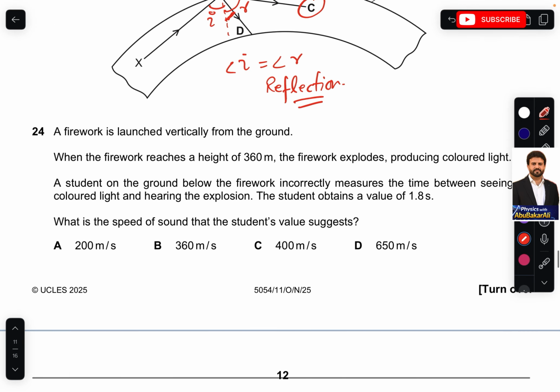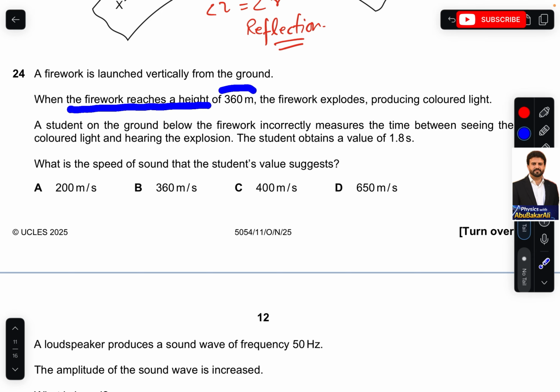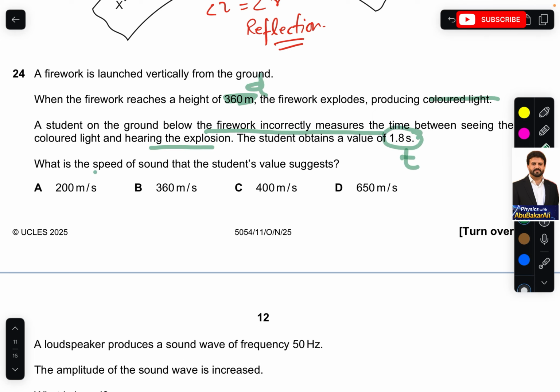Okay. Question 24. A firework is launched vertically from the ground. When the firework reaches a height of 360 meters, the firework explodes producing colored light. A student on the ground below the firework incorrectly measures the time between seeing the colored light and hearing the explosion. The student obtains a value of 1.8. This is the time, this is the distance. You have to find the speed.